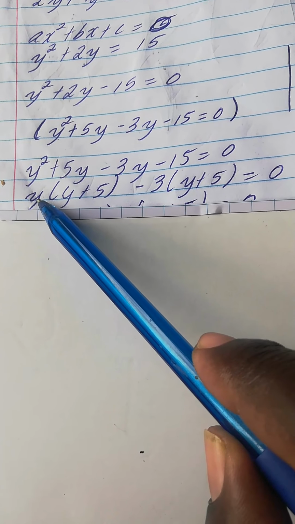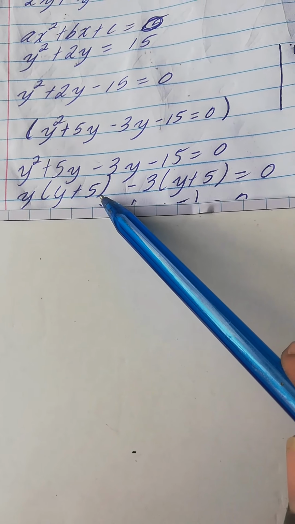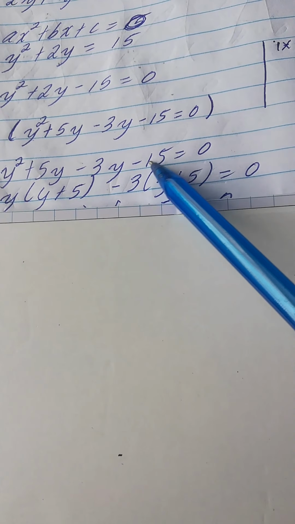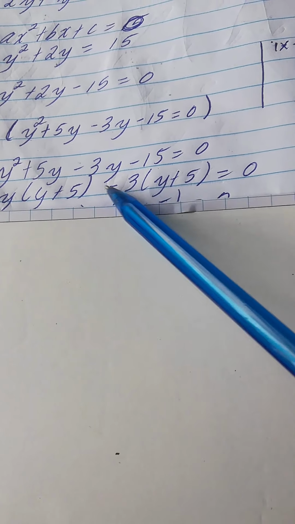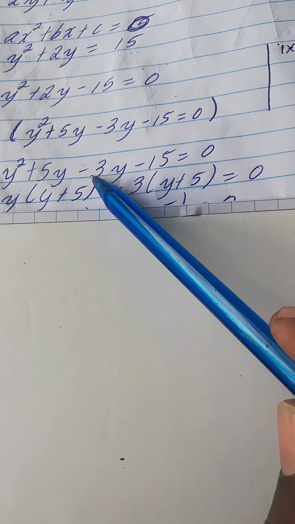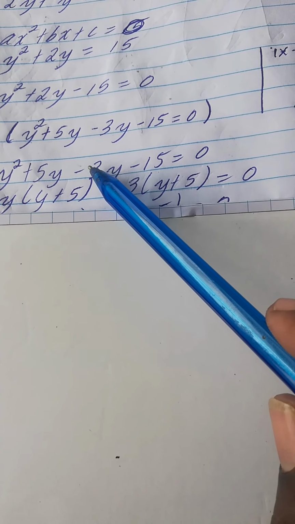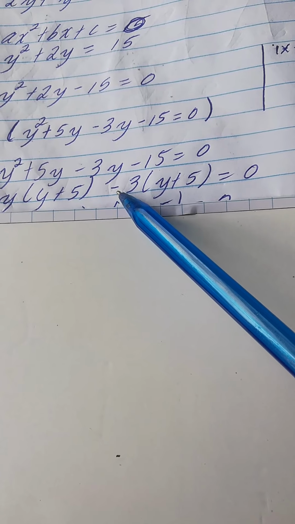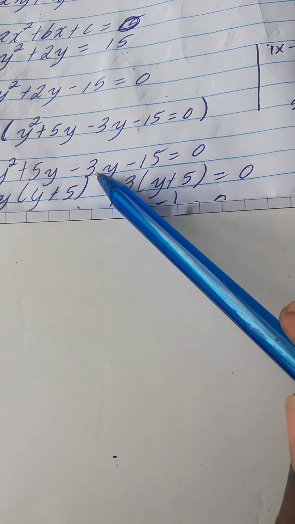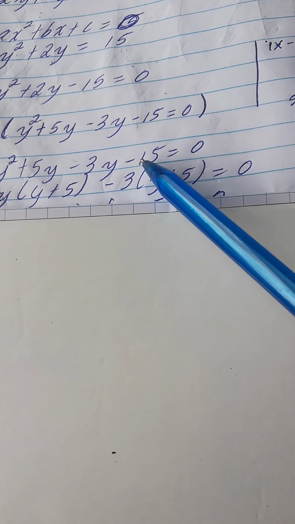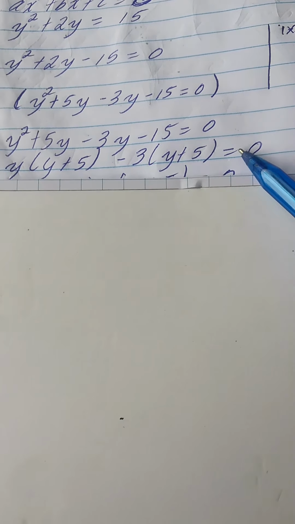Once we factor out the y, y into y squared leaves us with y. Y into 5y goes 5. Over here, what can we see that they have in common? They don't have the y in common here, but they have a number. 3 can go into 3 and 3 can go into 15, so they both have 3 in common. And they both have a negative sign, so I factor out negative 3. Negative 3 into 3y goes y, and negative 3 into negative 15 goes positive 5. We equate that to 0.